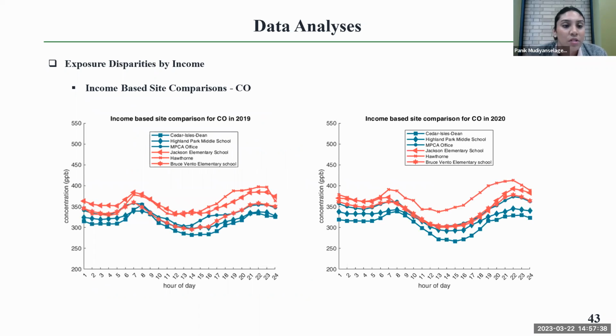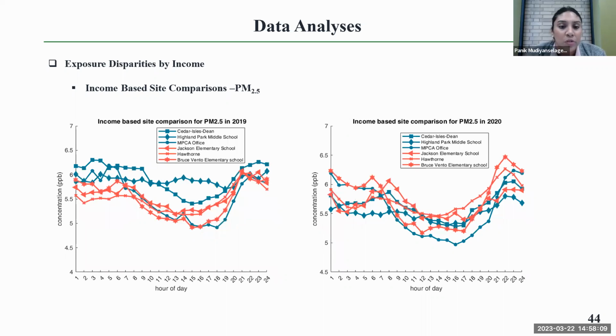Okay, so these are the results from the first analysis, which is the income-based site comparisons. This was just done for curiosity, just to see how these concentrations compare. So for CO, comparing 2019 and 2020, in both years, the low-income sites in red seem to have relatively higher concentrations throughout most of the day when compared to the high-income sites in blue.